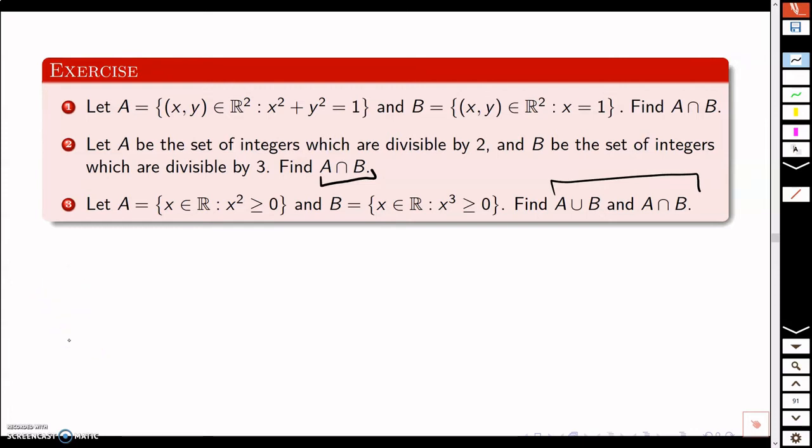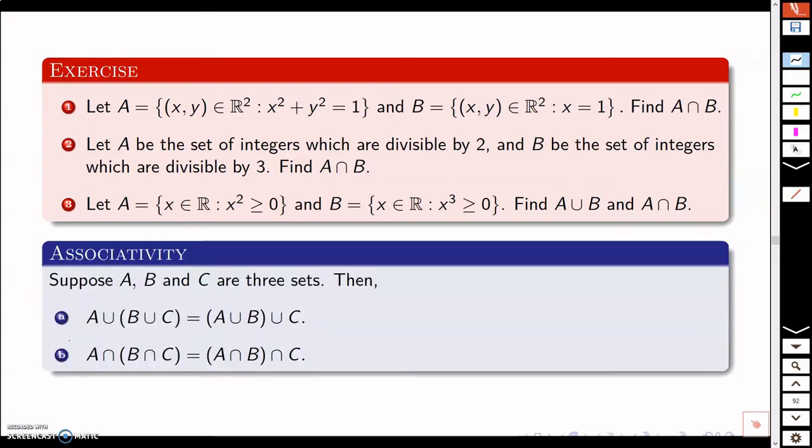Okay, next, associative property, associativity. If I have three sets A, B, and C with me, then the union and the intersection, these two operations, satisfy the associative property. Now, what does that mean? I have three sets A, B, C. What I do is I take the union of B and C first. So I get this term B union C. So finally, I have one set with me.